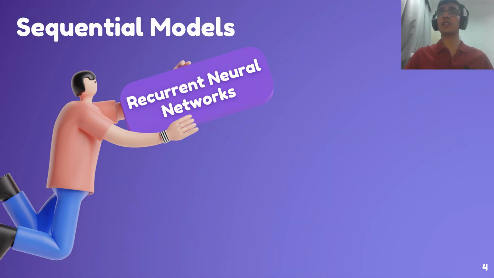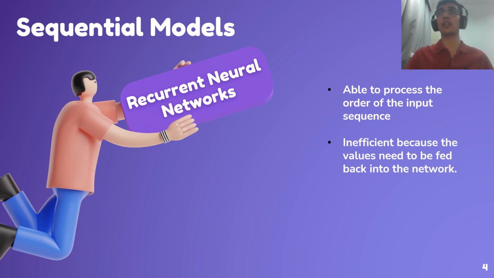The first sequential-based model is the recurrent neural network, also termed RNN. This model helps us to consider the sequence of the input data, which cannot be processed by a normal feed-forward network. These models are slightly inefficient compared to models such as CNN, as values at each time step are required by the next time step. Because of this, the computations cannot be parallelized, and hence these take more time than other models for training.